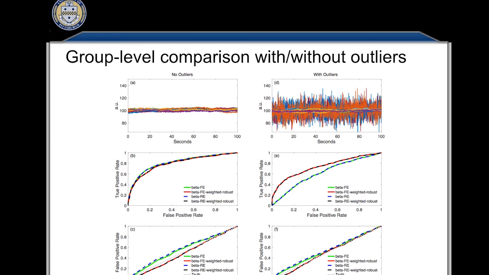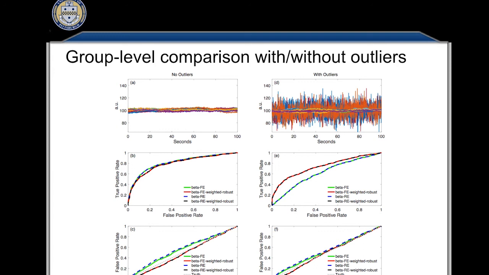In this case, we compared fixed effects, random effects, and robust weighted versions. When you have no outliers, everyone is pretty much good. The random effects terms have a little bit better control of type 1 error compared to the fixed effects term, but it's not terrible. In terms of area under the curve, everyone is about the same.